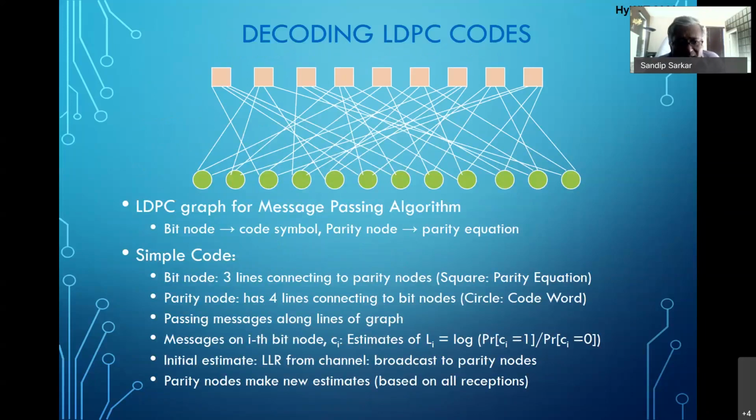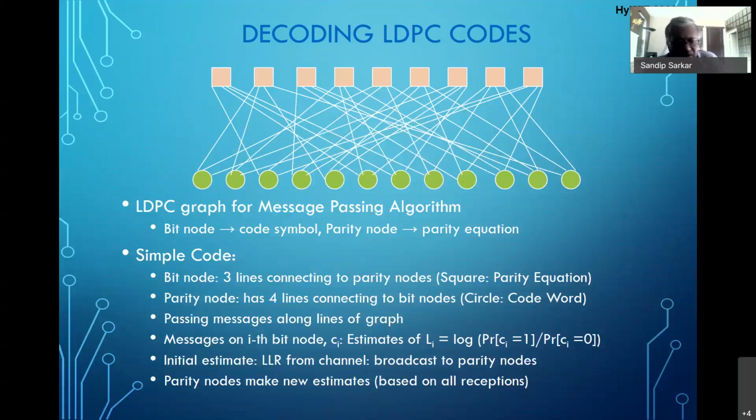So how do we decode them? Decoding is known as a message passing algorithm, where bit nodes and parity nodes are shown here. A bit node is shown connected by 3 lines to parity nodes, where each of the squares represents a parity equation and each of the circles represents a code bit. So you can see we can form a graph and we can pass these messages along the lines of the graph. So what do I do at each node?